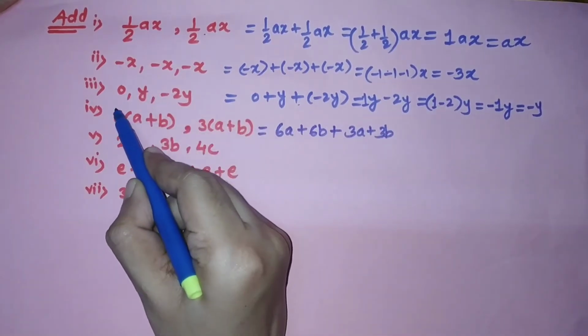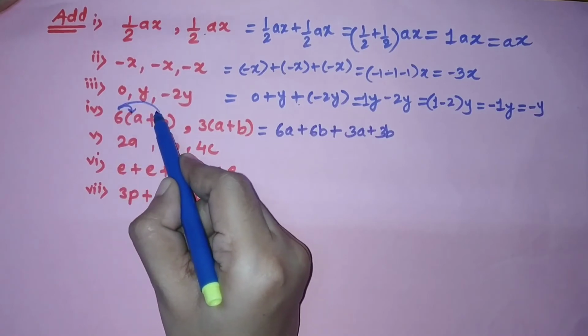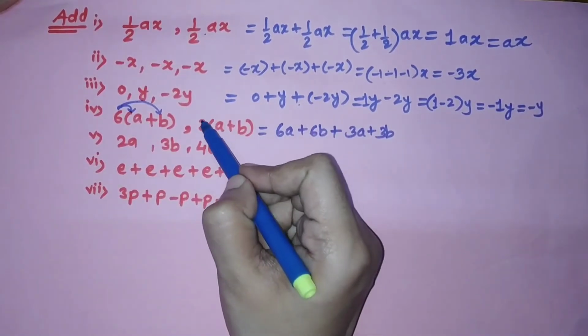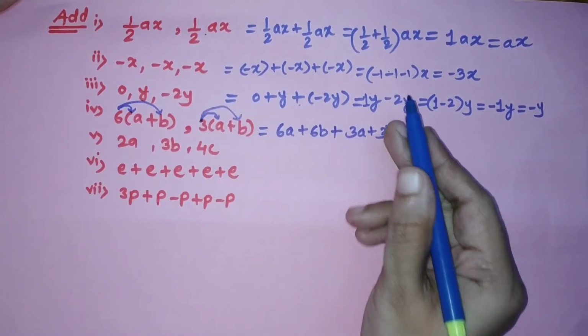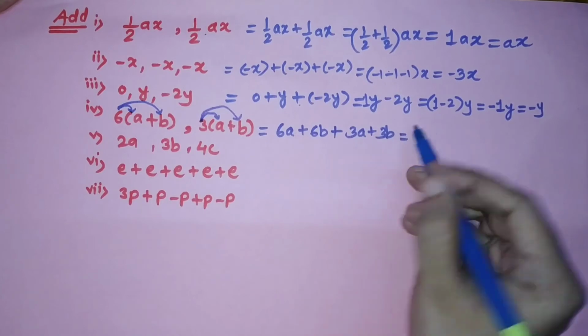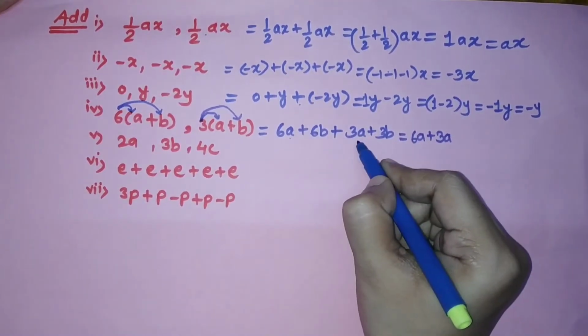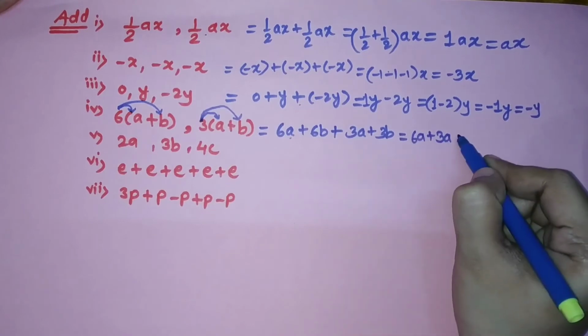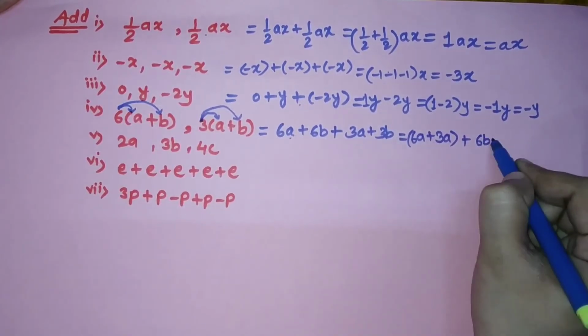See here friends, here 6 is outside of the bracket, means 6 is with this a also, and 6 needs to multiply with this b also. Here 3 is outside, means 3 will distribute with this also and with this. Now we'll perform the addition. 6a you need to add with 3a. 6a is having like term 3a. We'll write in one bracket, and then 6b we'll add with 3b.